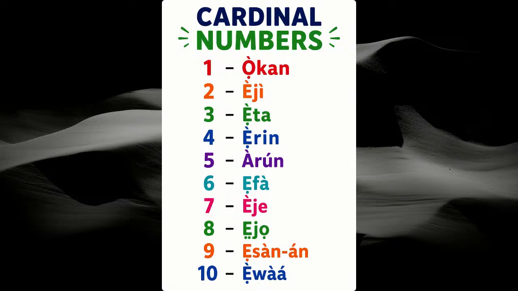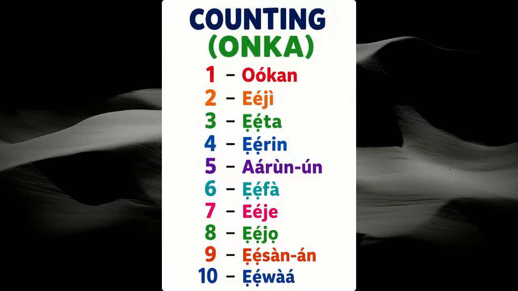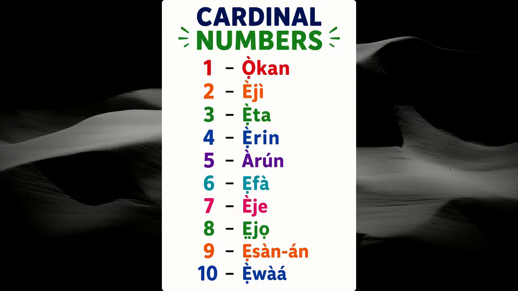But if we are counting, we say ọ̀kan. You can see the difference. But if I'm saying the number itself, it is ọ̀kan, èjì, ẹ̀ta, ẹ̀rin, àrún, ẹ̀fà, èje, ẹ̀jọ, ẹ̀sán, ẹ̀wá. This is the cardinal.